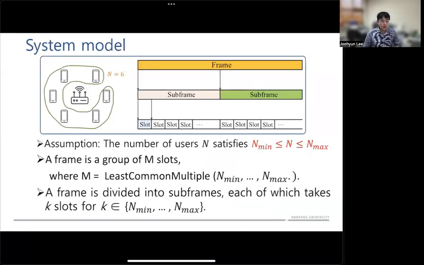So before I introduce the reinforcement model, to solve this random access problem, we designed a system model with this frame structure. There are two steps of this frame model. We first have a subframe of several slots.